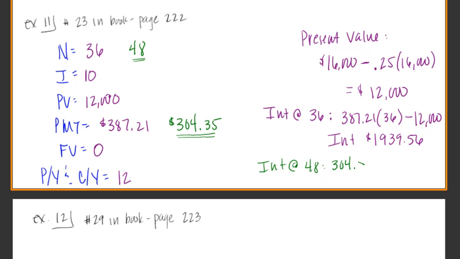So we want to take $304, multiply it by the 48 payments that we're going to make. Just a second, let me get this looking prettier for you. And then we'll subtract off the initial amount of the loan, which was $12,000. And with this one, what we're having to pay in interest is $2,608.80.